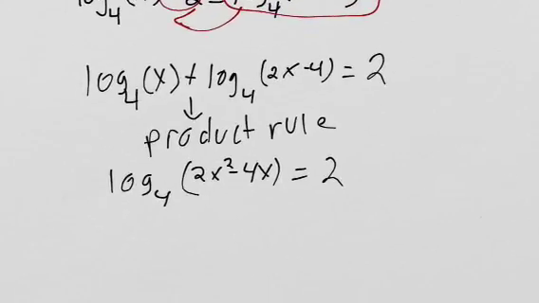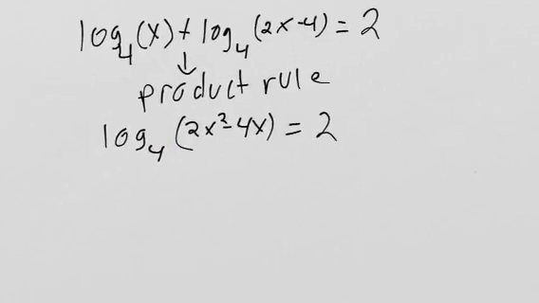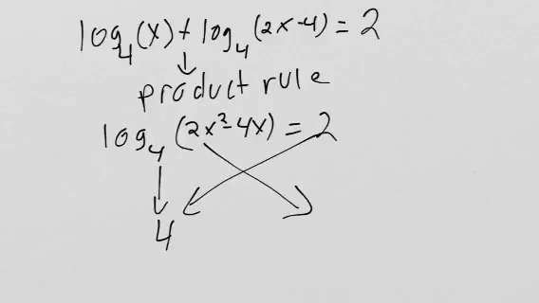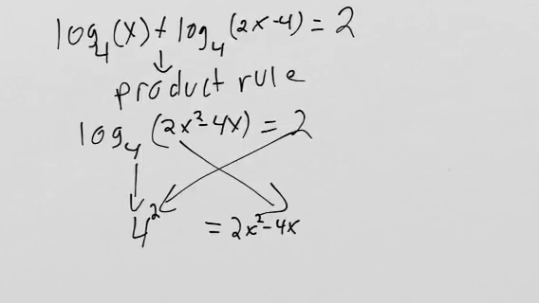So what we can actually do is convert this into an exponent. This is the thing where we drop the base and flip everything else. So that's going to come over here, and this is going to come over here. Okay, so it's going to be 4 squared equals 2x squared minus 4x, which means we are going to have 16 equals 2x squared minus 4x.